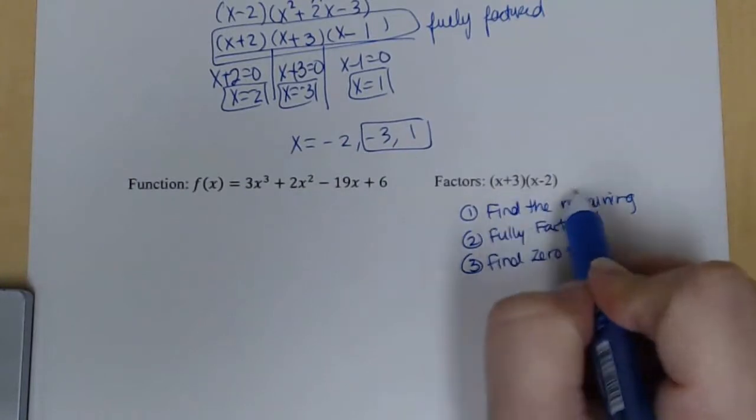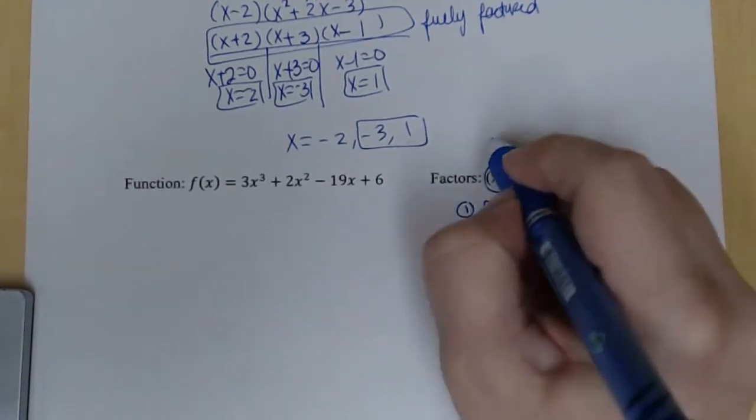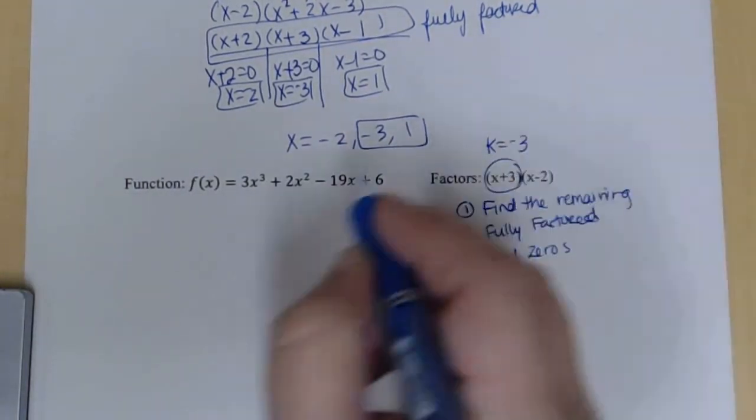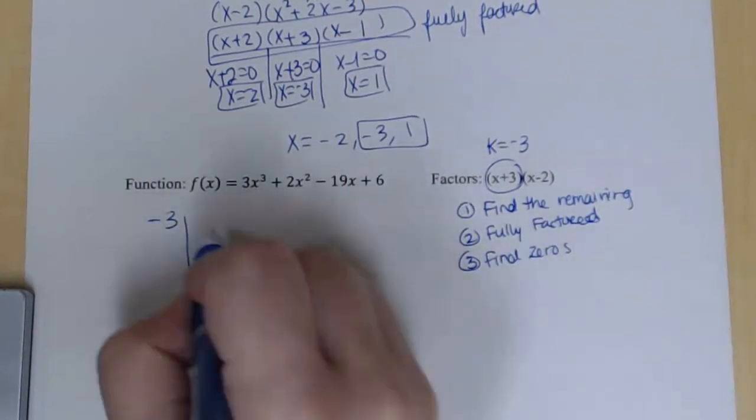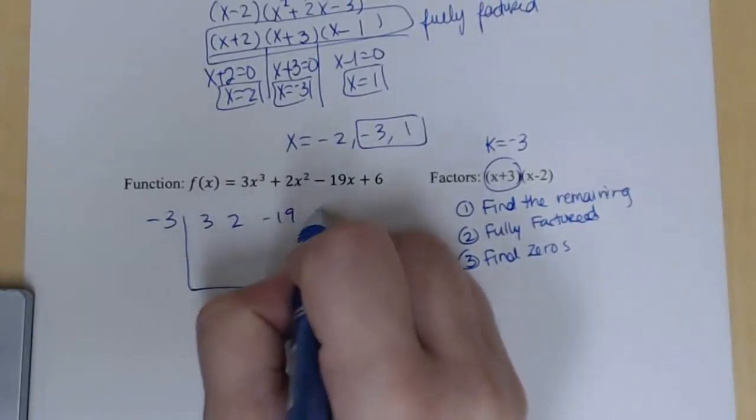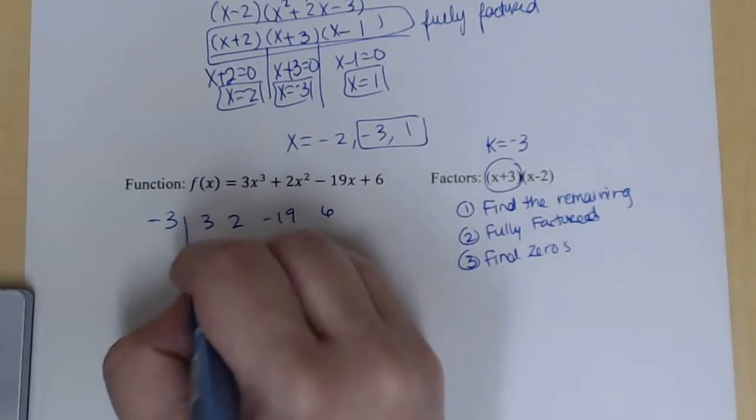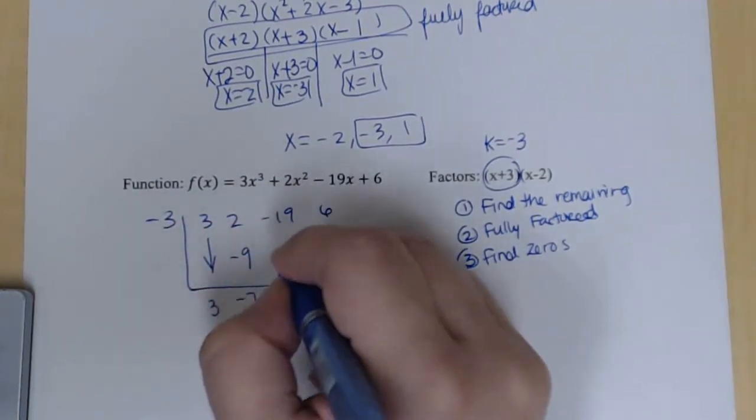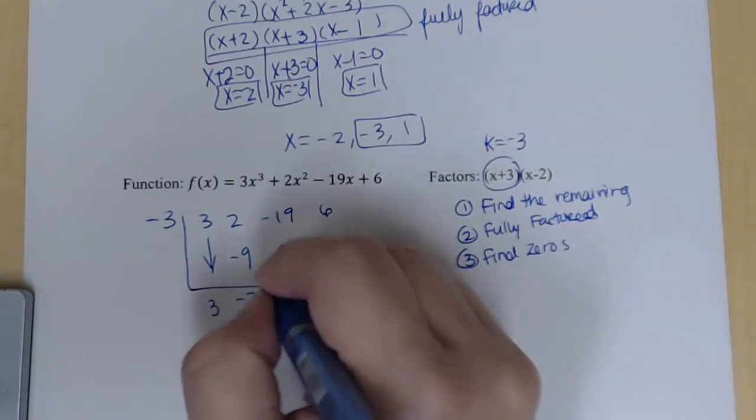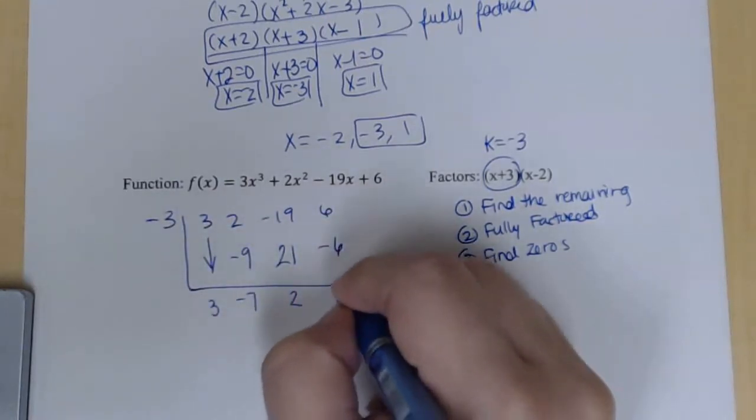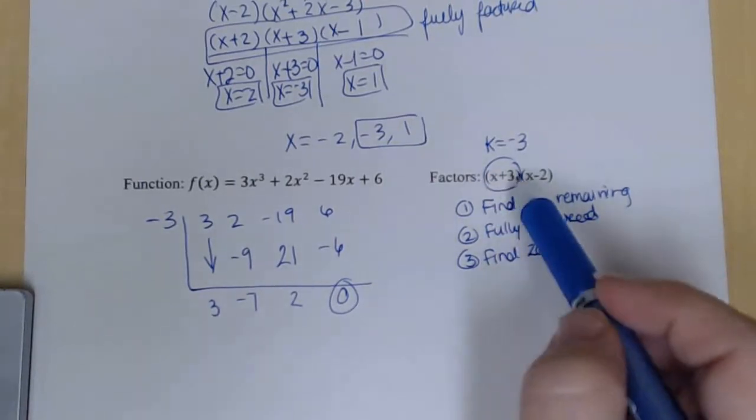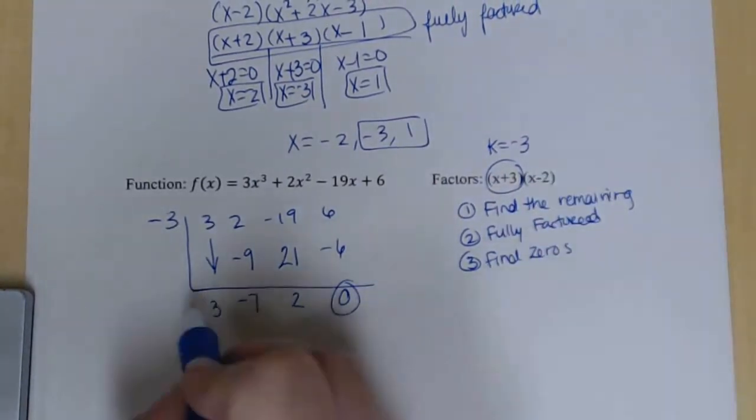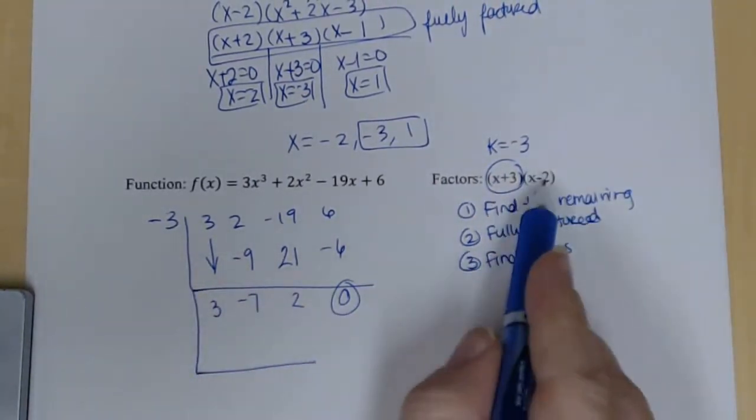So first of all, use your factors to get you going. So I'm going to use this one first. This means I'm going to have a k of -3. So -3, 3, 2, -19, and 6. I'm going to do my synthetic. So 3, that gives me -9, -7, 21, add, multiply, and by golly, you better get a 0 because they said it works. Then from what you have, do synthetic again with the next factor.